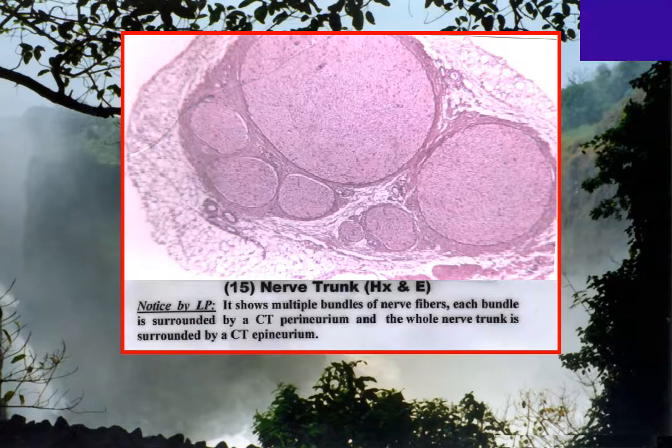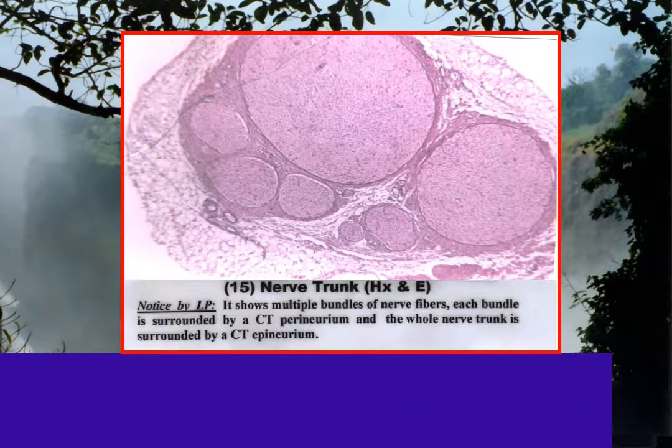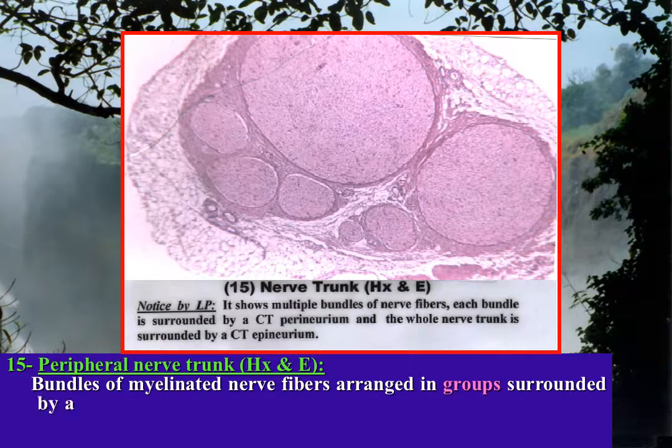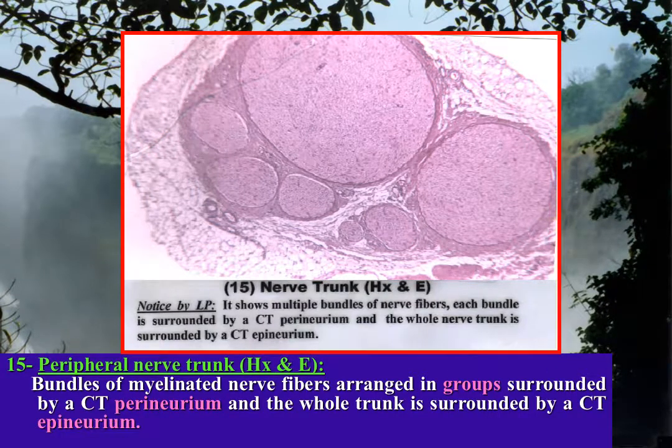Peripheral nerve trunk, stained with hematoxylin and eosin, examined by low power, showing multiple nerve fibers separated by connective tissue endoneurium. The fibers are grouped in bundles separated by connective tissue perineurium. The whole nerve trunk is surrounded by connective tissue epineurium.